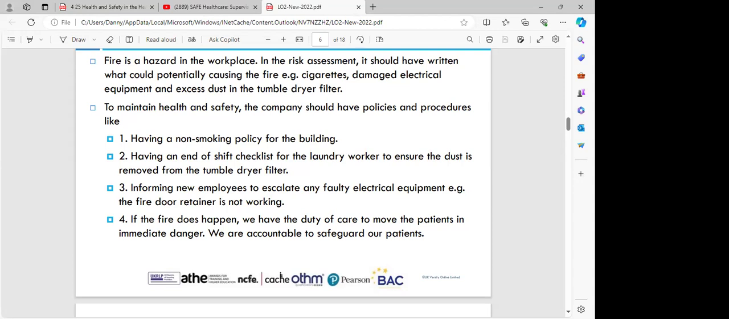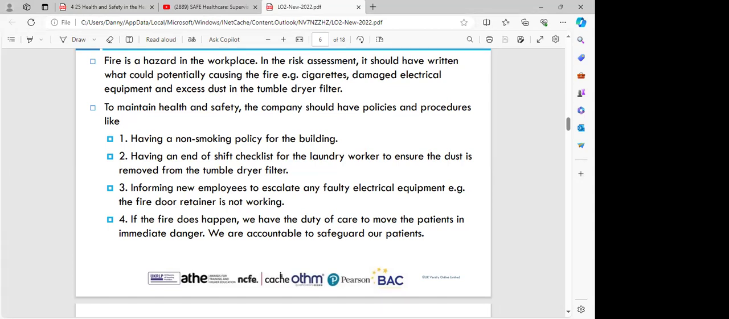So these are things that you have to put in place. Having an end of shift checklist for the laundry worker to ensure that the dust is removed from the tumble dryer is very important, because tumble dryers would always ignite fire when there's dust piling up. So it is important that after every wash, the dust is taken off before being reused again.